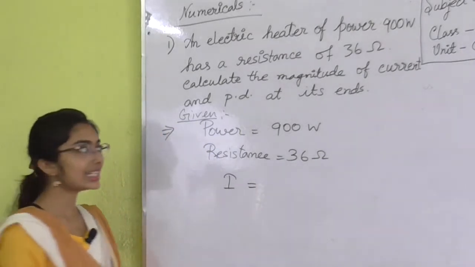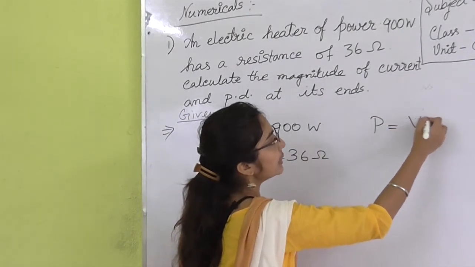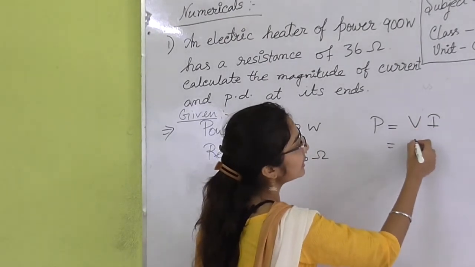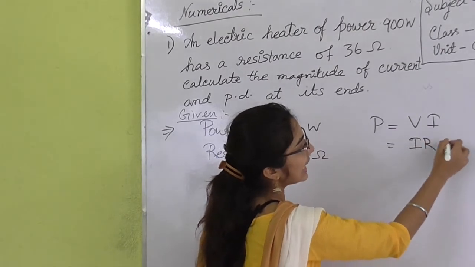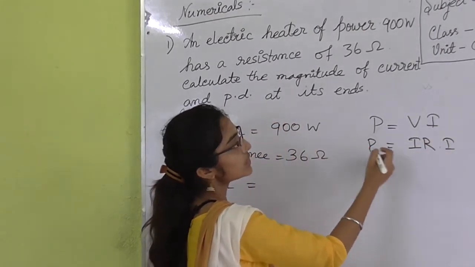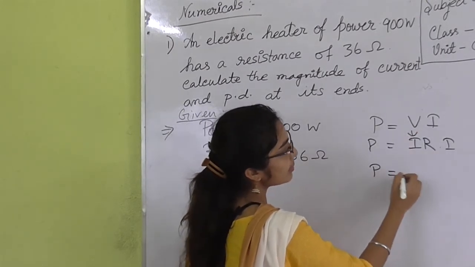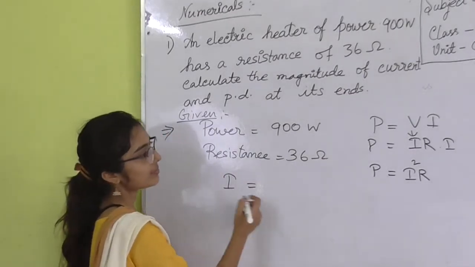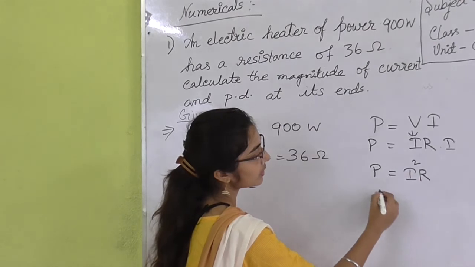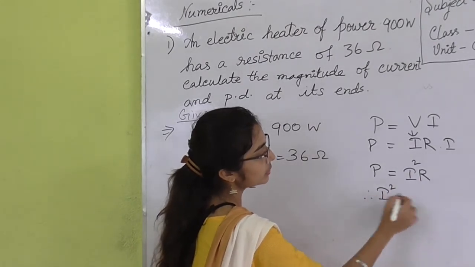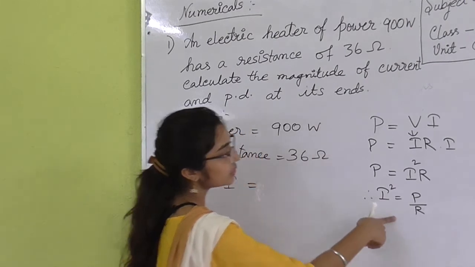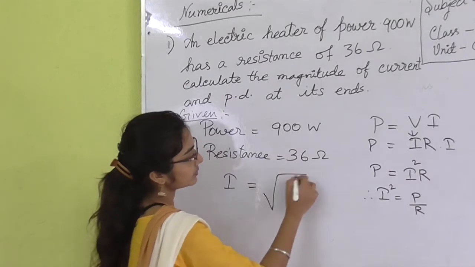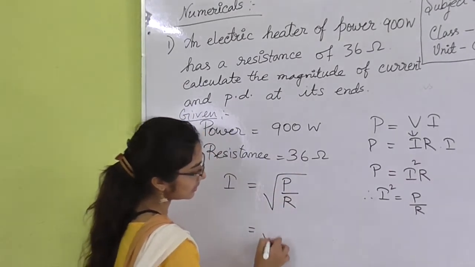So we know the relation P is equal to VI, but I don't know V. So I have to replace V by IR from Ohm's law, V is equal to IR. So the relation becomes P is equal to I square R. So I square is equal to P by R, and I is equal to root over P by R.